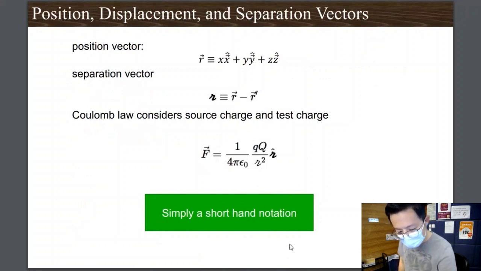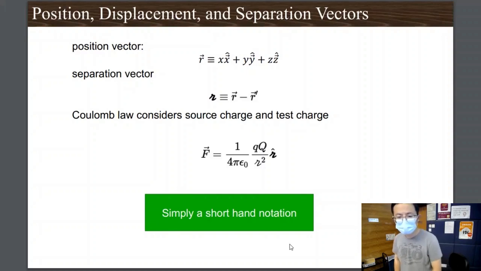Okay, so the last thing that I want to talk about today is some simple notation. We can always define a position vector. In Griffiths, the position vector is called vector r, and it's defined as x times x hat plus y times y hat plus z times z hat. What this means is that it's calculating the position from the origin to your point x, y, z.